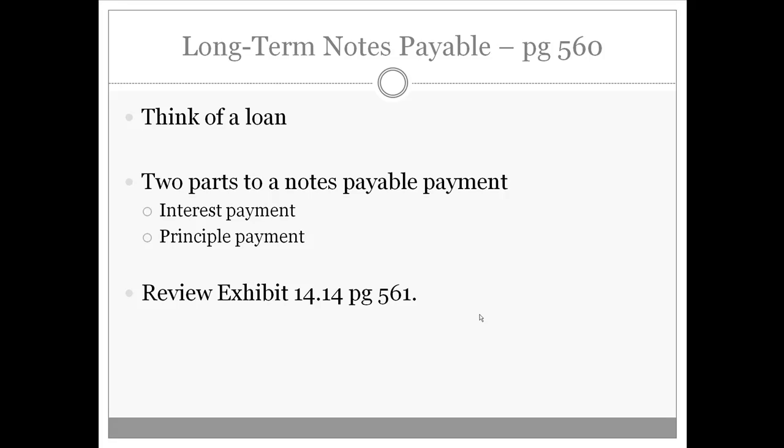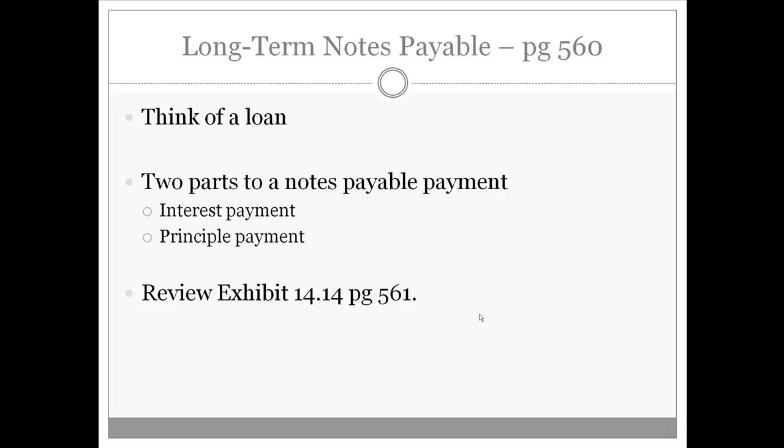So bonds are a separate animal, but a lot of people, when they think of long-term debt, really think of long-term notes payable, which is really similar to a loan. And in fact, it is a loan. The thing you need to keep in mind is Exhibit 14-14 shows you how that works. Remember, every payment you make to a lender is typically going to be broken into two parts: an interest payment and a principal payment. The interest payment simply pays off the interest that's accrued during that time frame. The principal payment is the amount you initially borrowed.